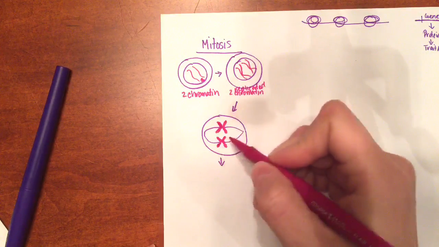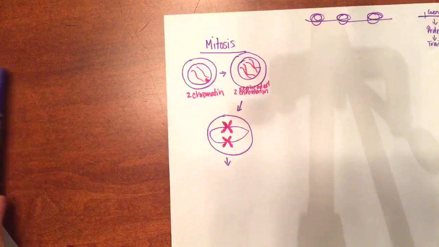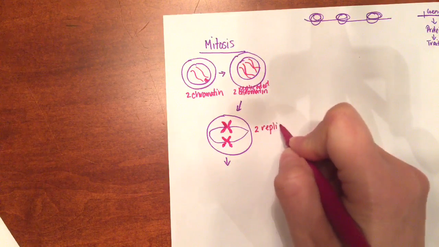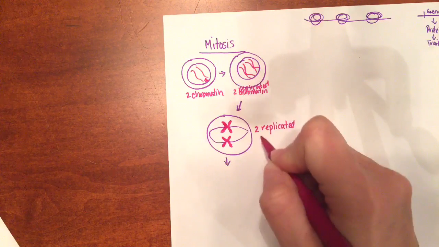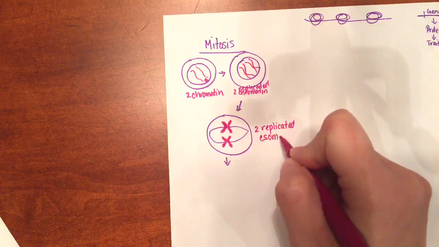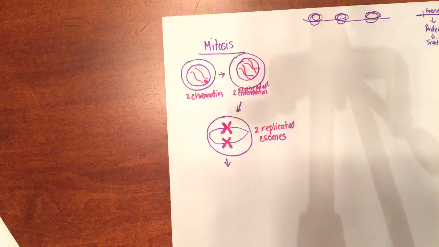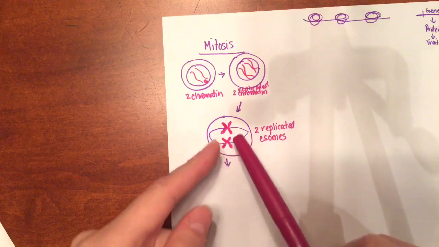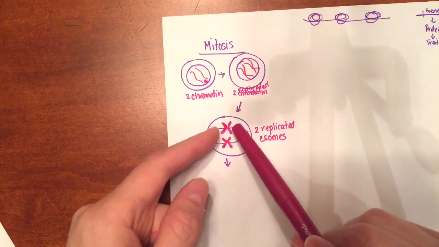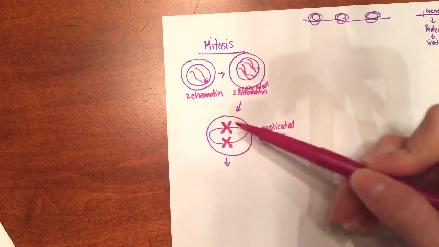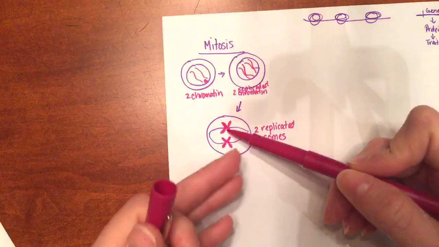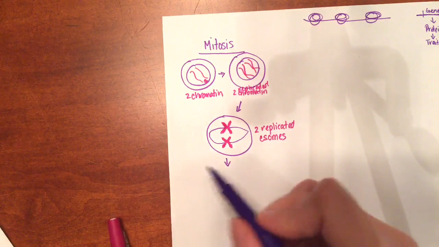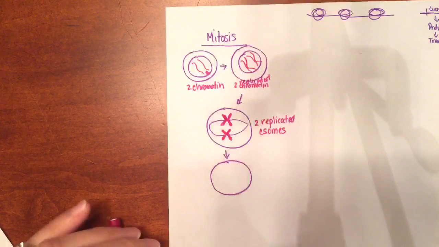So what we have here are two replicated, or duplicated, chromosomes. I'm just going to abbreviate chromosomes as C-zone. Each chromosome is made out of two sister chromatids, the exact copy of the DNA, and they are going to separate to opposite sides of the cell. And so if we draw the next cell, this would be anaphase.